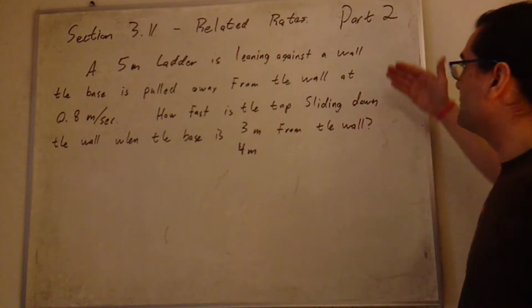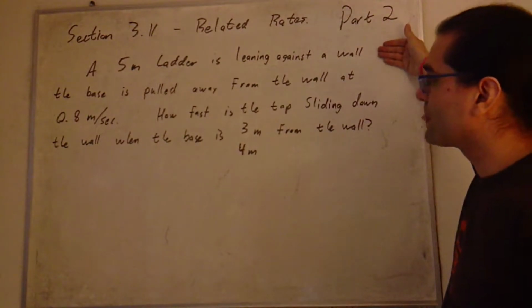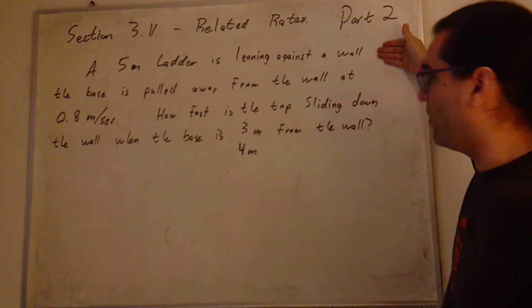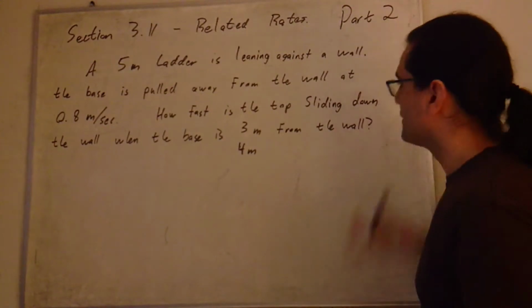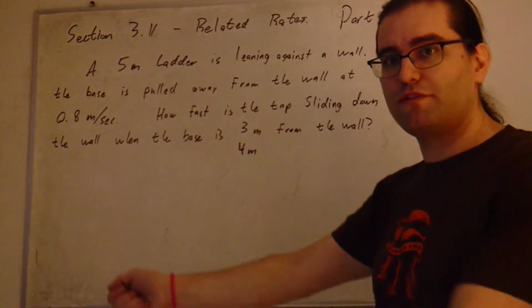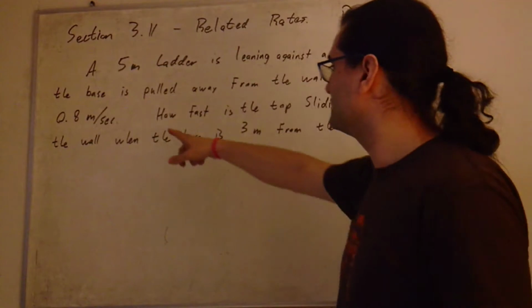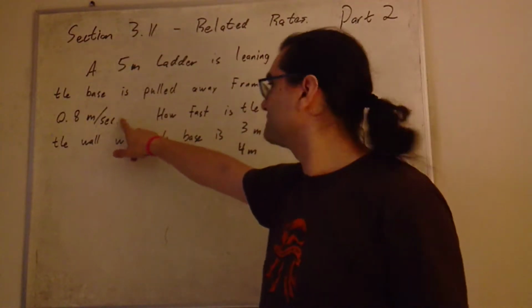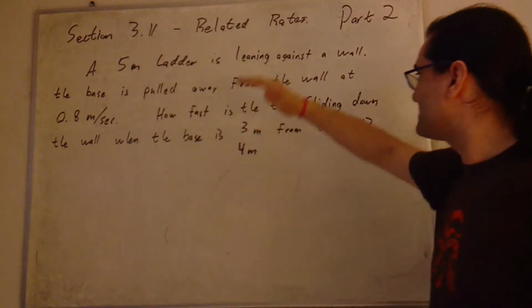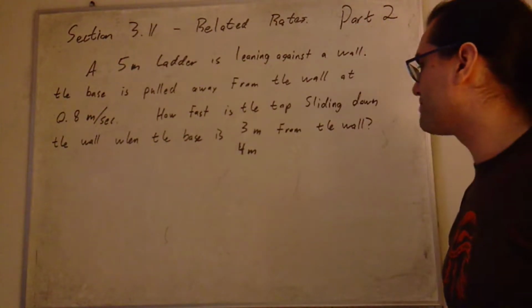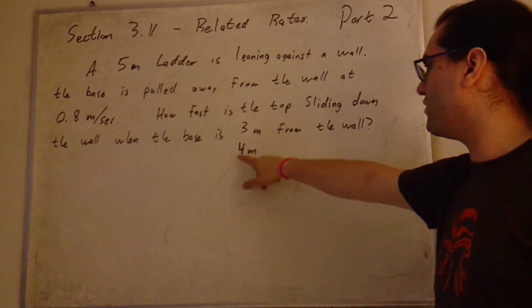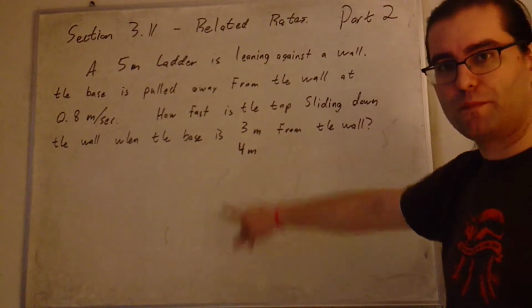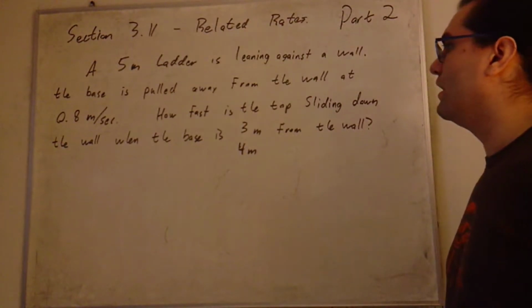The ladder problem is: the ladder is leaning against a wall. The base is being pulled away from the wall at a constant rate, 0.8 meters per second. How fast is the top sliding down the wall when the base is 3 meters from the wall and when the base is 4 meters from the wall?